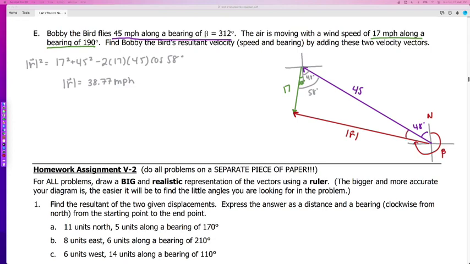Okay, so what can we do? Well, kind of same thing we've done with the other problems. We can find alpha. We can find this angle inside of our triangle. And then the bearing is just going to be 360 minus 48 minus alpha. That's how I see it. Okay, when you clean it up, that's just 312 minus alpha. Okay, so let's find alpha.